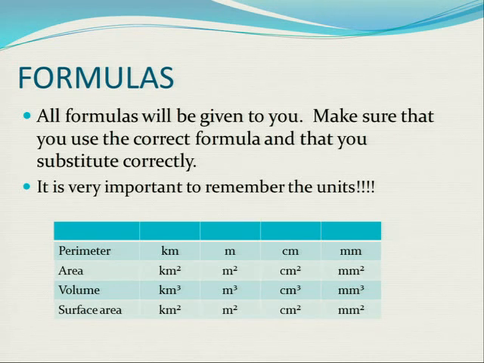Perimeter is normally used when I want, for instance, the line around a swimming pool. When I put fencing around a swimming pool, or I put quarter rounds around the classroom. That is what perimeter is, and we measure it in meters. When we go to area, the units will be kilometers square, or meters square, centimeters square, and millimeters square.